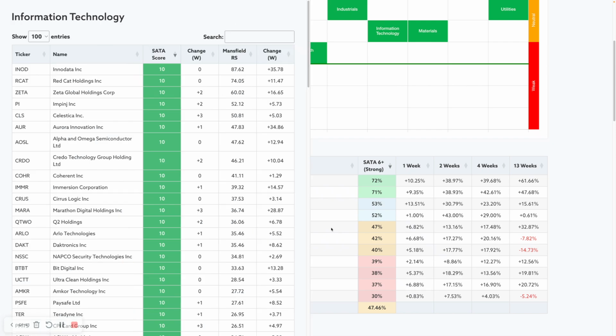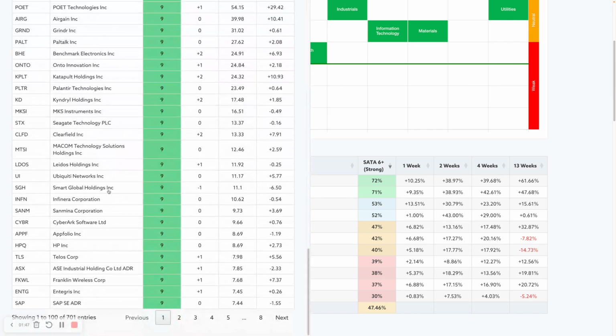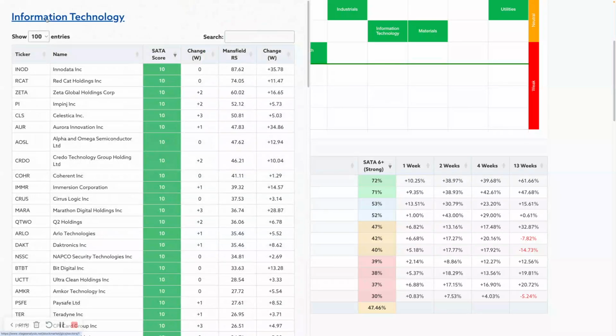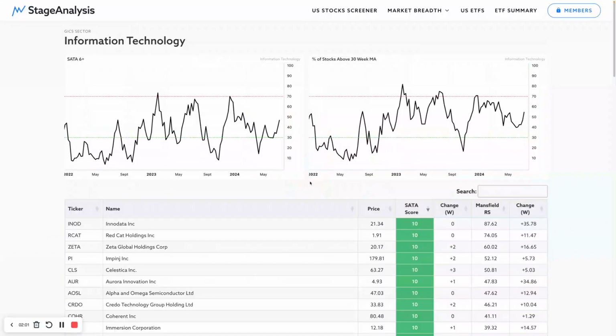So if I click on here, it opens the slide out panel like on the rest of the site. So you can see there's 701 tech stocks at the moment. You can click on the link at the top to go through to the individual page, or you can go through to it from the actual chart itself. So if you click on this, it takes you through to the individual page of the sector, so information technology in this case, and we've got the SATA 6 Plus chart here, and we've got the percentage of stocks above the 30-week moving average chart.